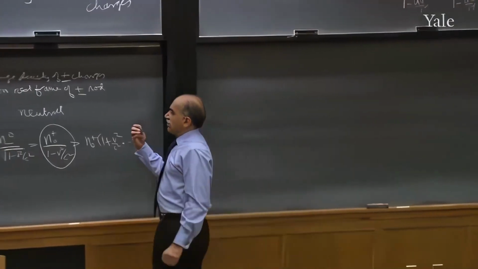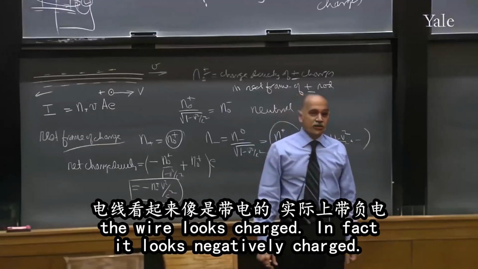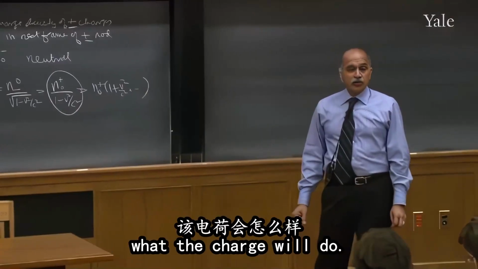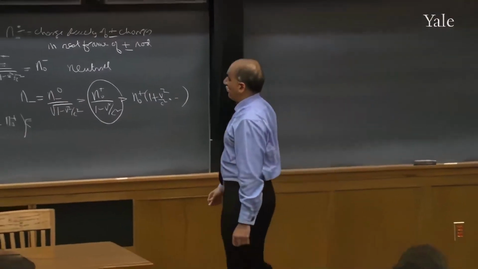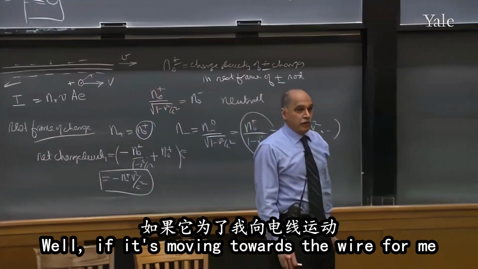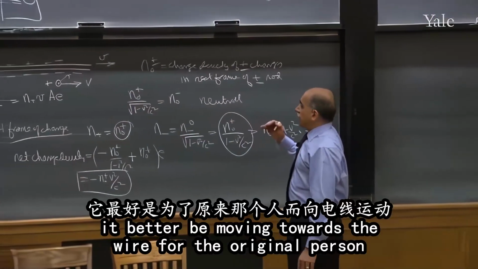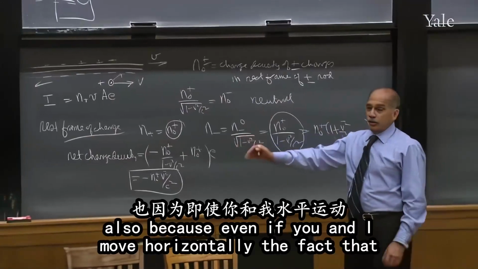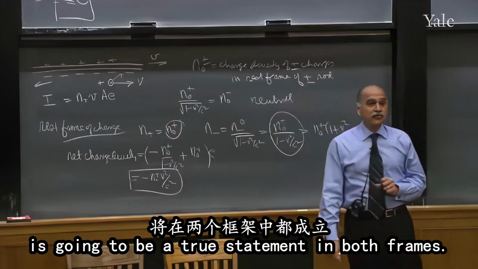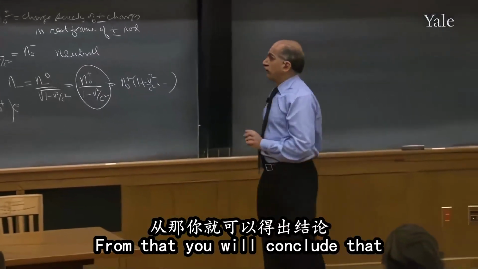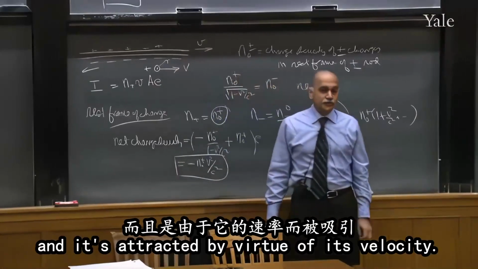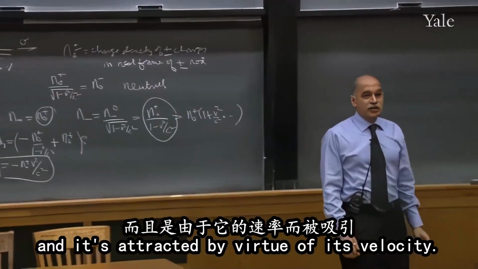So to the person moving with this charge, the wire looks charged. In fact, it looks negatively charged. So knowing just electrostatics, you know what the charge will do. The charge will be drawn to the wire. It will start moving towards the wire. That's a fact. Well, if it's moving towards the wire for me, it better be moving towards the wire for the original person also. Because even if you and I move horizontally, the fact that you're moving transverse to our velocity is going to be a true statement in both frames. From that, you will conclude that even in the original laboratory frame, this moving charge would have been attracted to that wire. And it's attracted by virtue of its velocity.